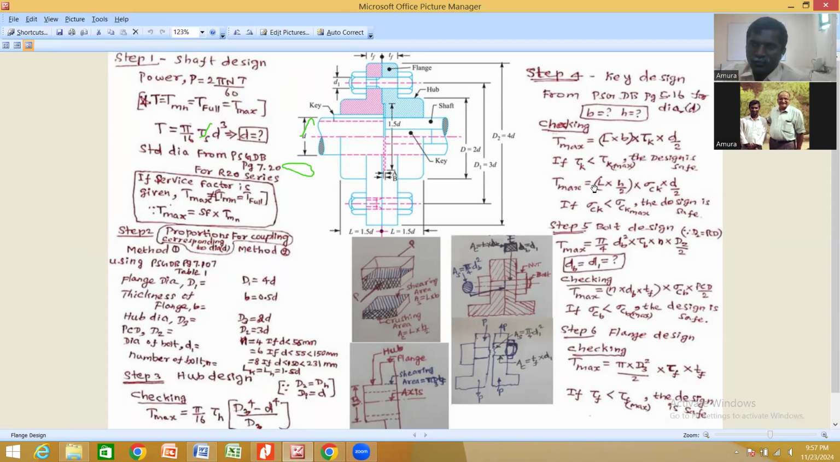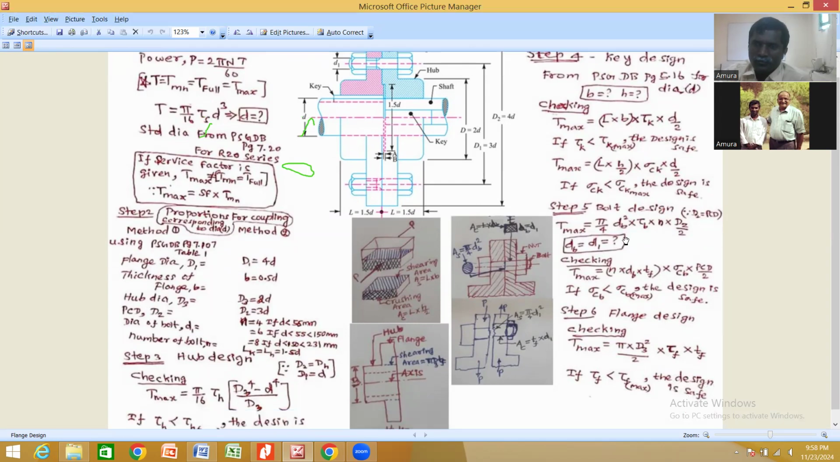Then maximum stress for the crushing condition. So we have taken T max is equal to the crushing area into crushing stress into radius. So from this, the same procedure we are following. We are finding the shear stress, whether it is less or higher than the maximum stress. We are comparing. If it is less, then design is safe. Then we are moving to the bolt design.